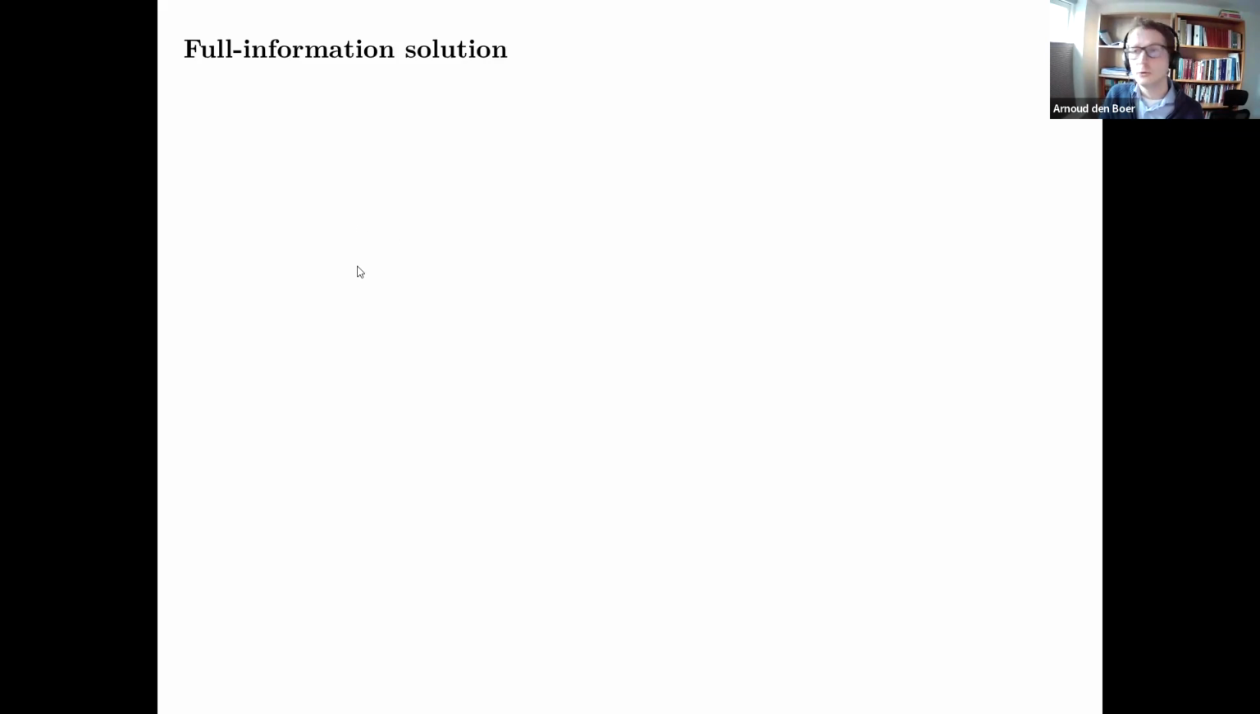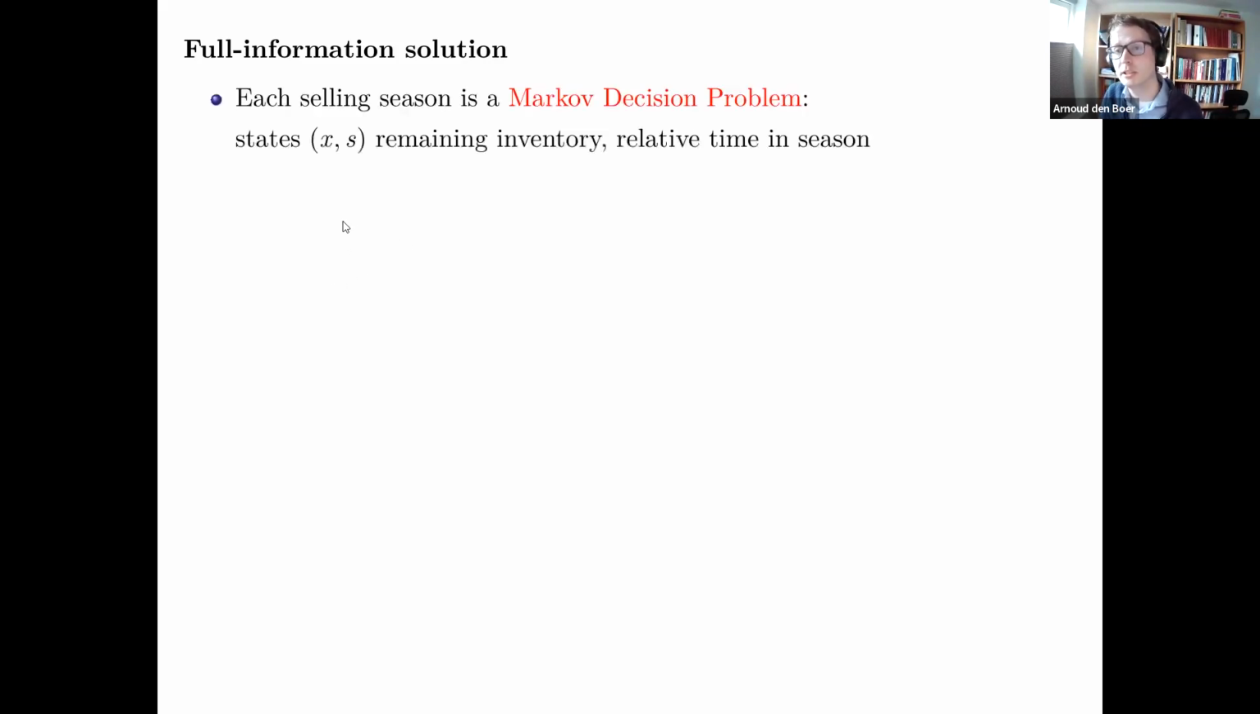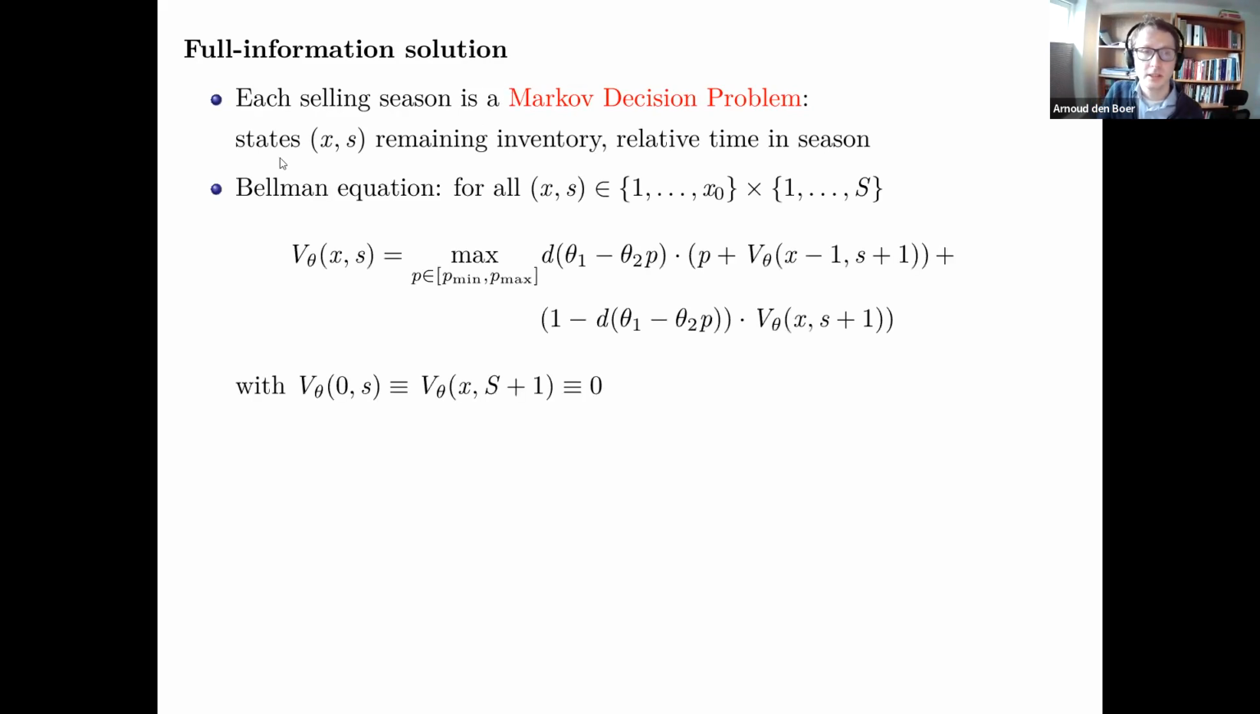Now, let's first go to the full information solution. That is our benchmark. As I said, there is no fluid limit in this case. We just have to solve the Markov decision problem. You can do that by backwards recursion. So there is a state, that is how much inventory do I have, X, how many time periods do I have left, S, and then there is this Bellman equation, the optimal revenue that I can earn from this state X, S. Well, what is it?